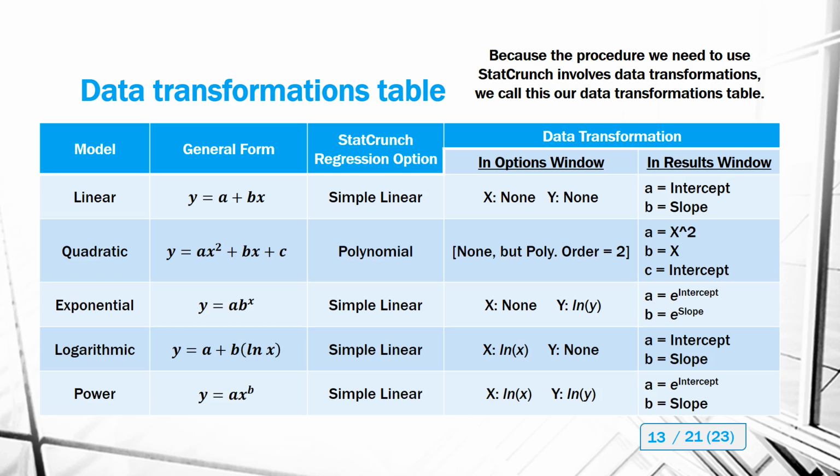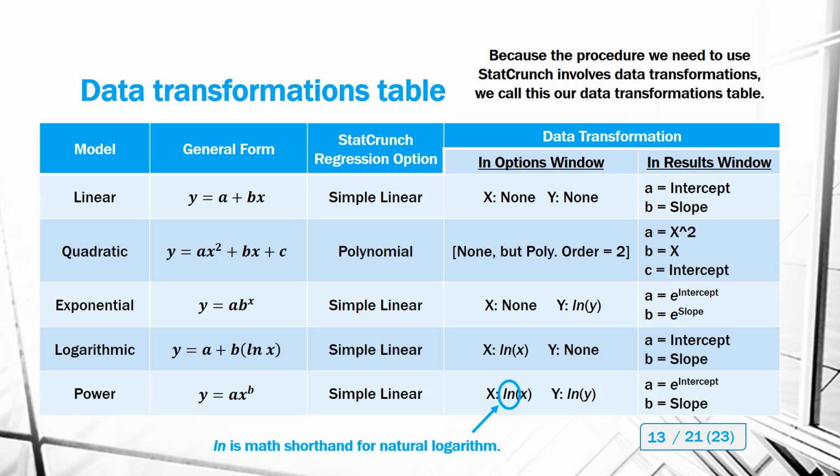Then we have the options window that comes up. Once we've selected the right menu option, we get that options window. So this column is going to guide us to know what are the specific options we need to take to transform our data so that it comes out correctly. Then when we press compute and get the results window, the last column here in our data transformation table is going to tell us what we need to do with those results in order to get the coefficients that we need for our general model form. Then that's what we're going to put in to answer our particular homework, quiz, test questions with.